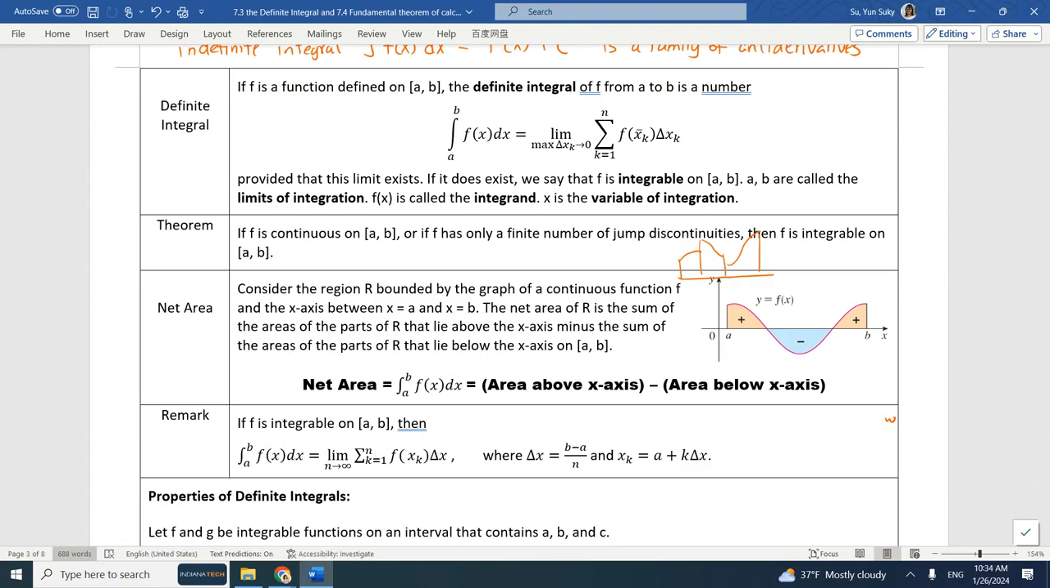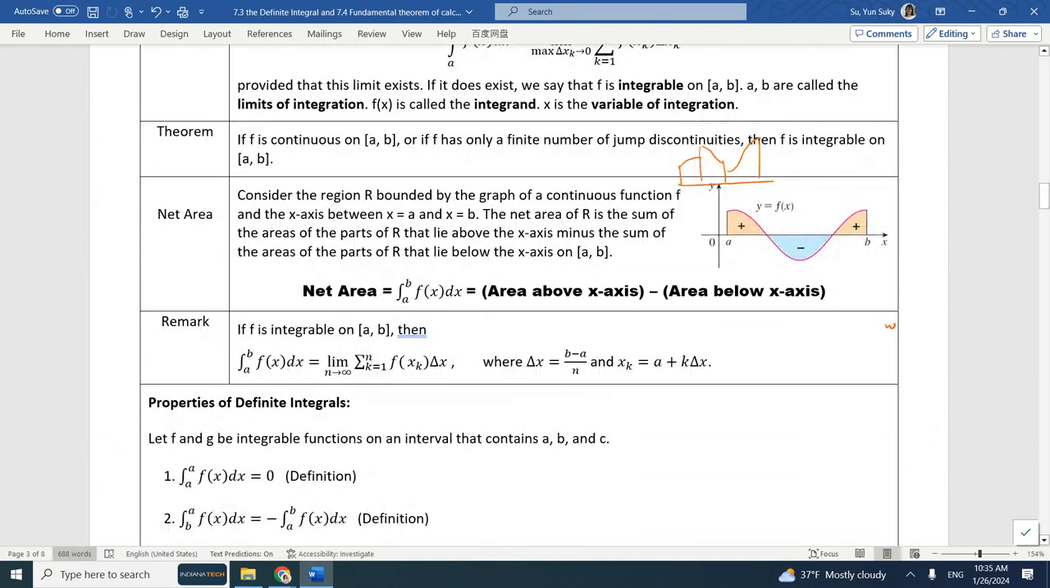If your function is above the x-axis, then your function is positive, and this sum will be a positive sum, right? But if your function lies below the x-axis, your f is negative. Your width is positive, but your f is negative, so you get a negative sum. Therefore, the definite integral represents the net area. When your function is above the x-axis, your area is positive, and when your function is below the x-axis, the area is negative. Okay, everybody? All right.